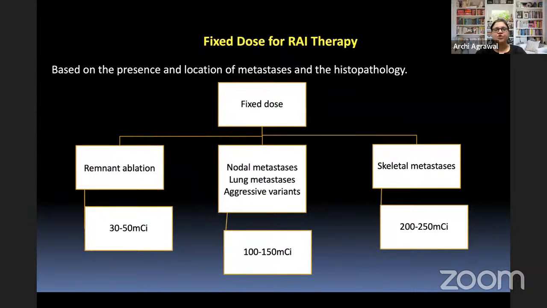So coming to this fixed dose approach, when we are doing a remnant ablation, anything from 30 to 50 millicuries would suffice. If the patient has nodal metastasis anywhere from 100 to 150, aggressive variants will also receive 150 millicuries, whereas lung mets we would treat with 200 millicuries. And if the patient has skeletal metastasis, we would prefer treating the patient with 200 to 250 millicuries of radioactive iodine.